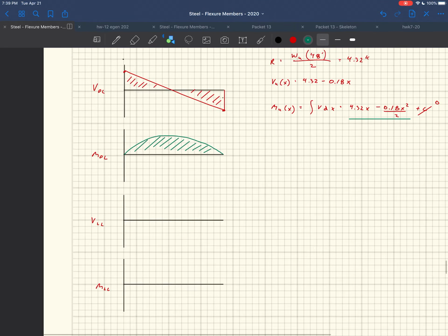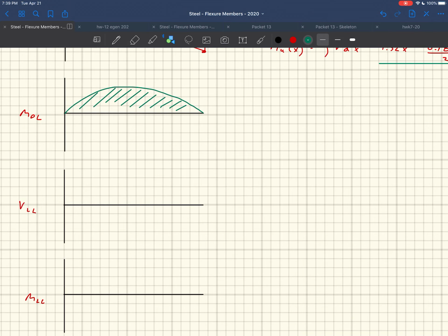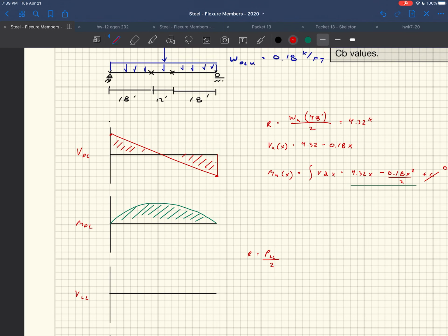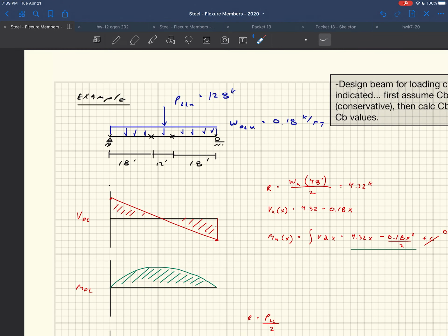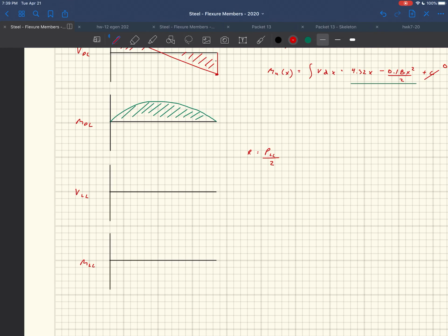Okay, so now let's look at what the shear is from the point load. The shear from the point load is going to have a reaction of P_L over 2. The reaction is equal to P live load divided by 2, since there's just one point load coming down, and that just gets distributed into the two reactions on the sides. So that's just going to be P_LL over 2, which is 128 over 2, 64.